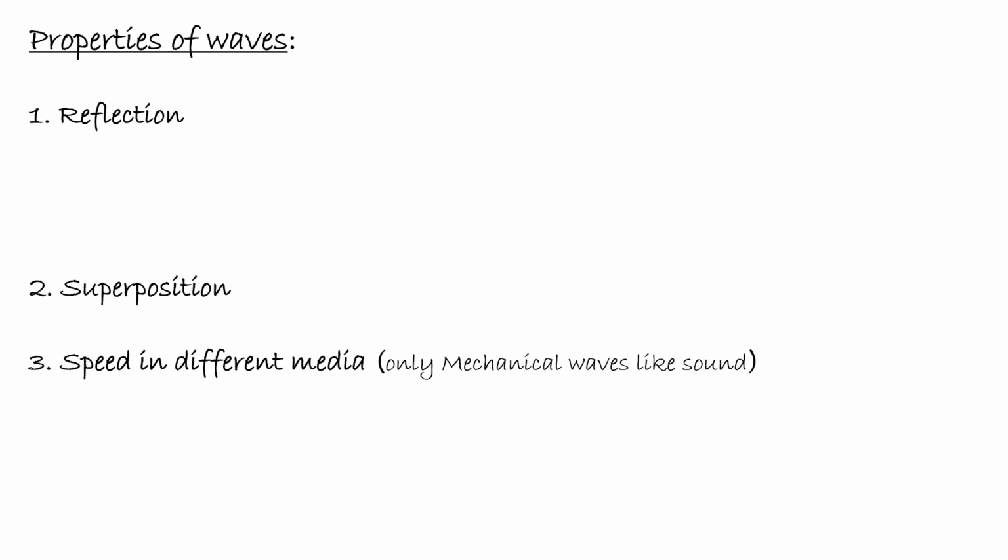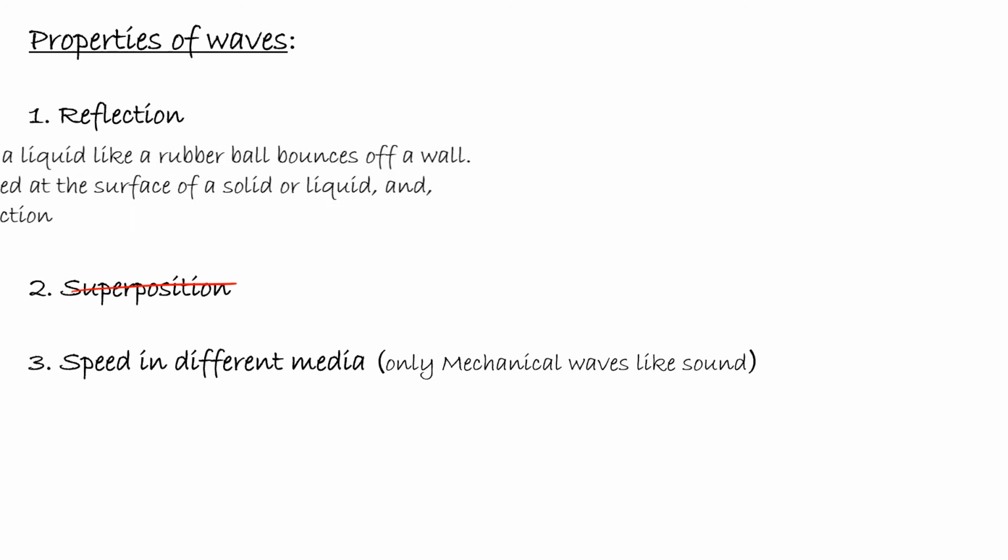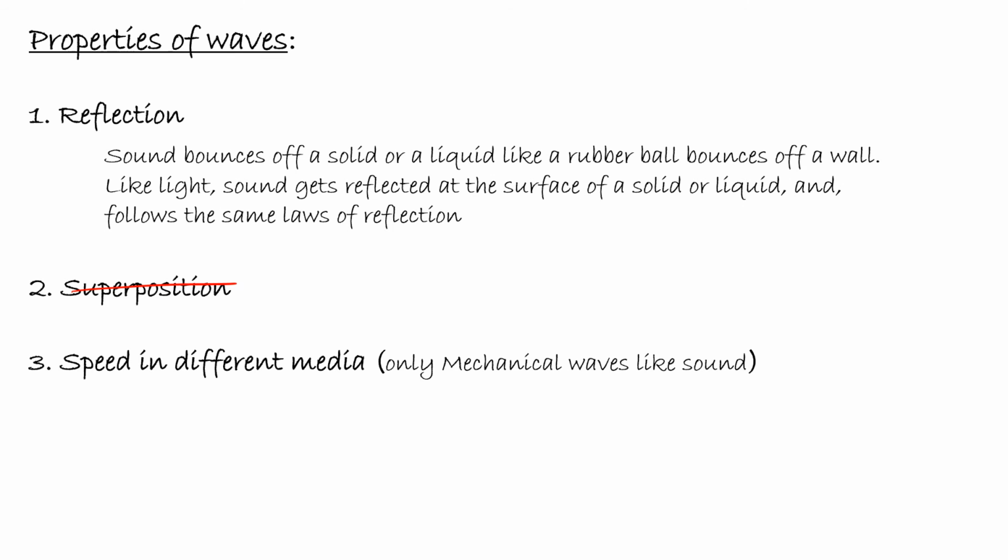Now, we're going to look at some properties of waves. You see, first we have reflection, next we have superposition, and third we have speed in different media. You do not need to worry about superposition since you will be studying it in higher classes, and reflection is pretty straightforward. Just like a rubber ball bounces off a wall, sound bounces off the surface of a solid or a liquid, and this occurs following the same laws of reflection as that of light.